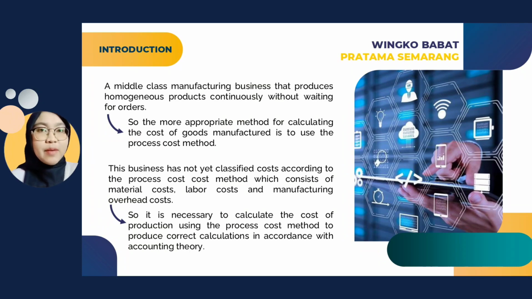However, the company has not classified costs according to the cost grouping in the process cost method, which consists of material costs, labor costs, and factory overhead costs. Based on this background, it is necessary to calculate the cost of goods manufactured using the process cost method in order to produce a correct calculation in accordance with accounting theory.